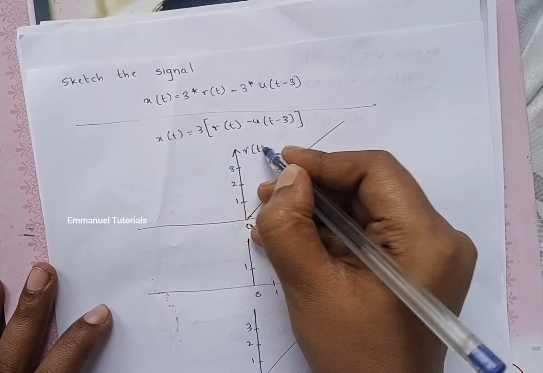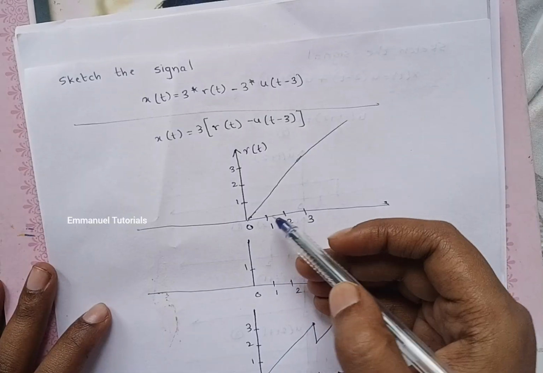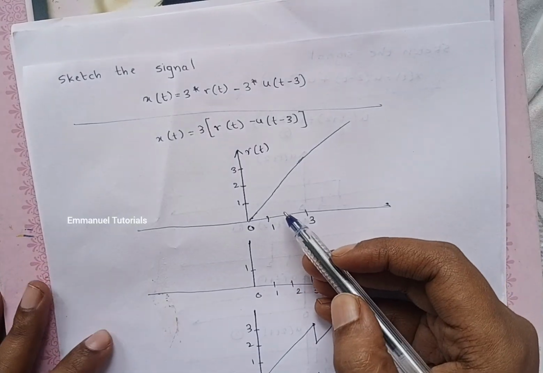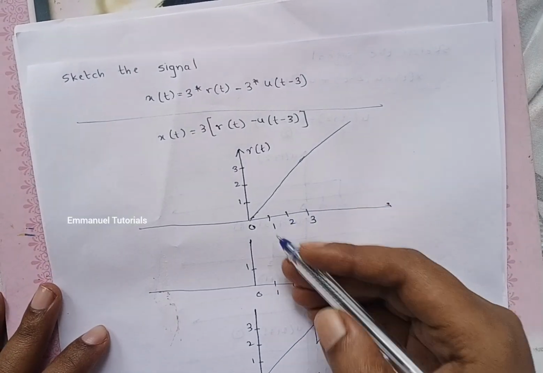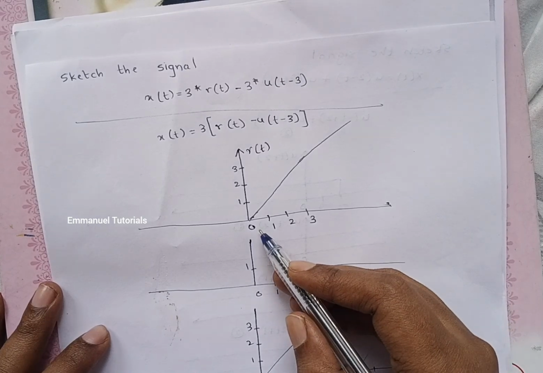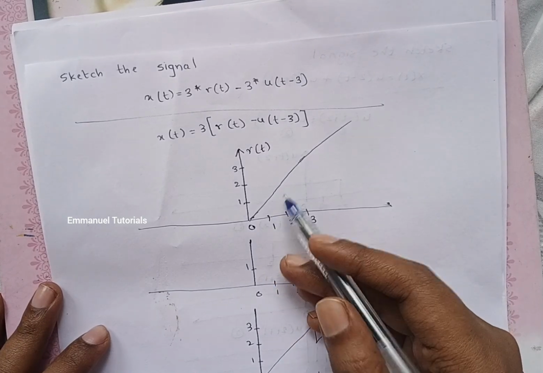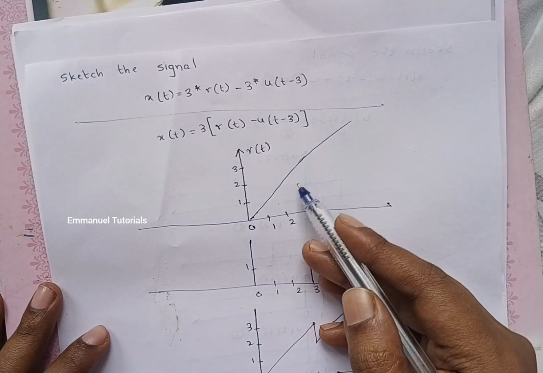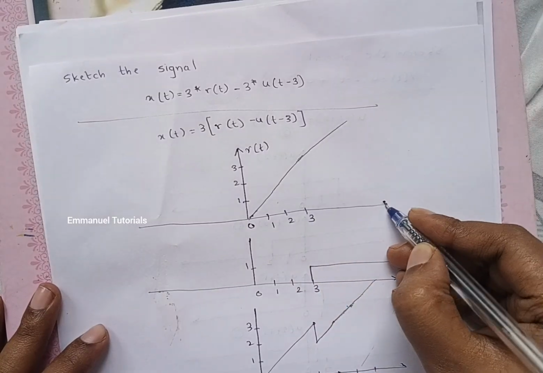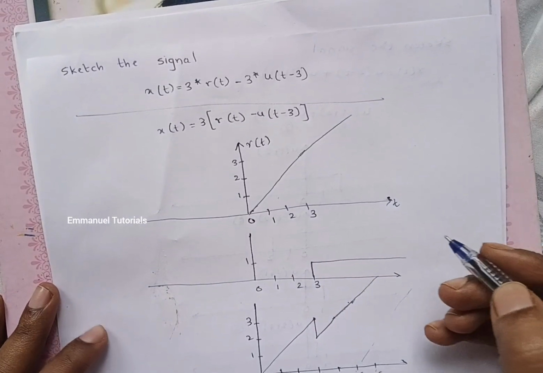R of t is the unit ramp signal, as you know. So unit ramp signal has amplitude of whatever value it is at t. So at t equal to 0, amplitude is 0. At t equal to 1, amplitude is 1. At t equal to 2, amplitude is 2, and so on. So this is our unit ramp signal.